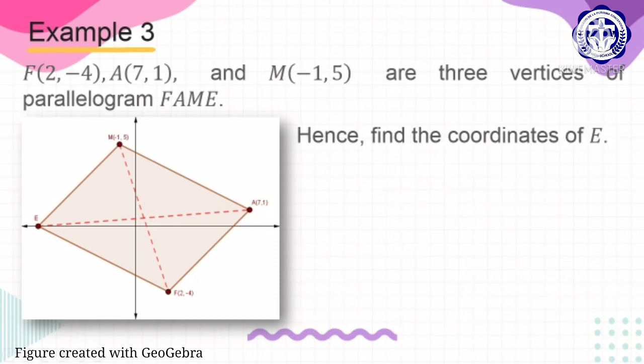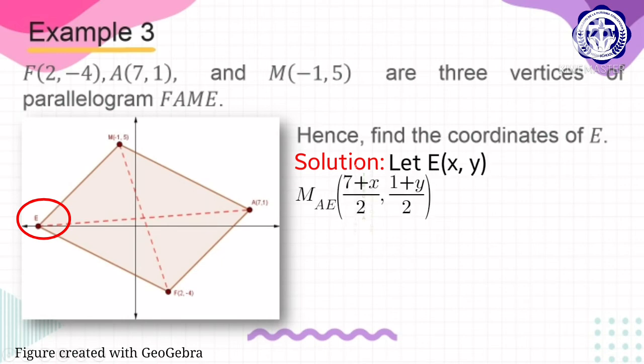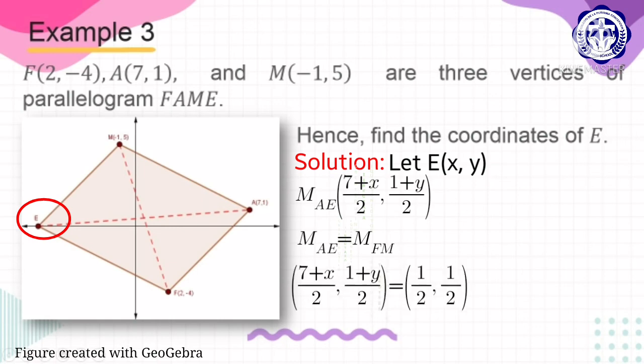Let us now find the coordinates of point E. To find the coordinates of point E, we will use the midpoint formula. Now let the coordinates of point E be x and y. The midpoint of the diagonal AE is (7 plus x) all over 2, and (1 plus y) all over 2. We all know that one of the properties of a parallelogram is that its diagonals bisect each other. That means their midpoints are the same. Since the midpoints of the diagonals AE and FM are the same, we now have (7 plus x) all over 2, (1 plus y) all over 2 equals 1/2, 1/2.